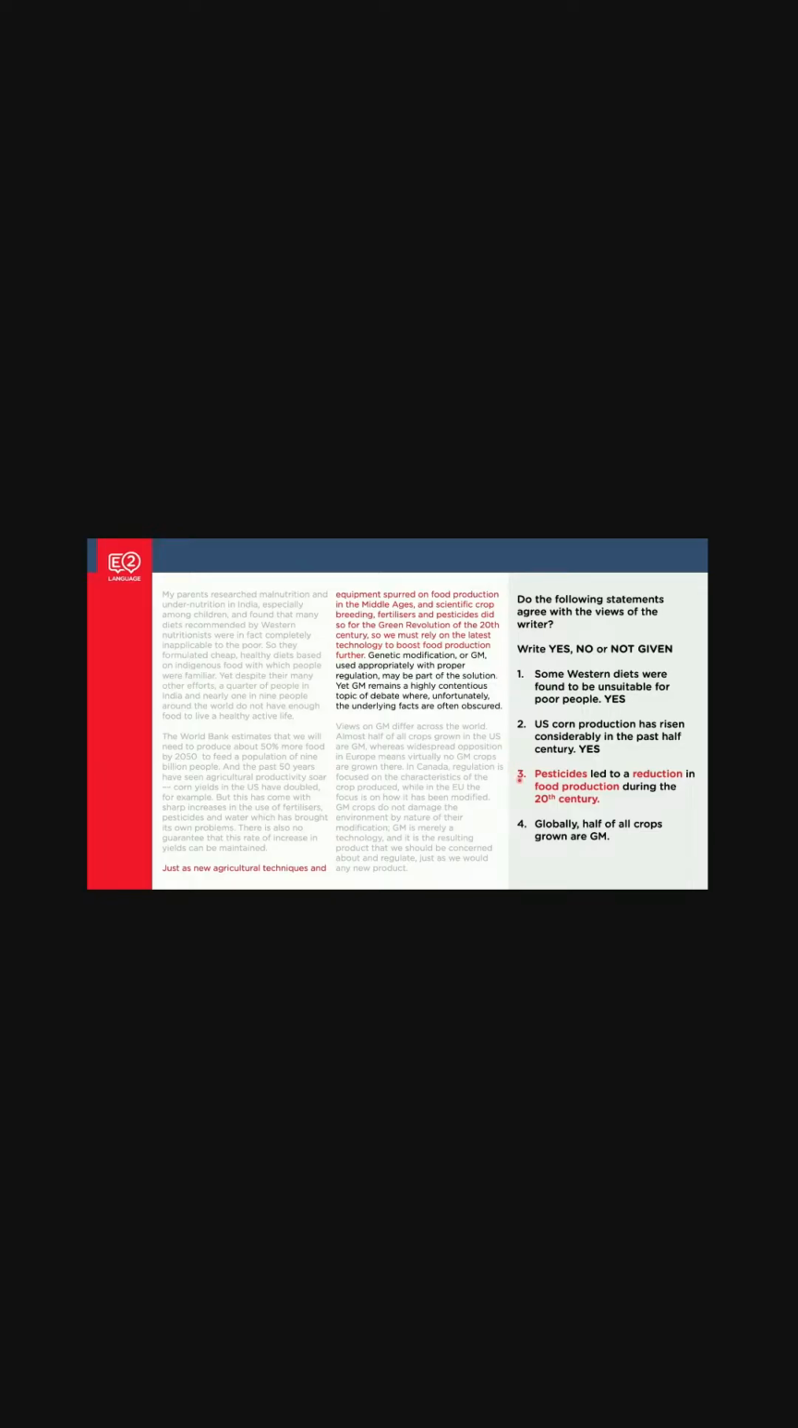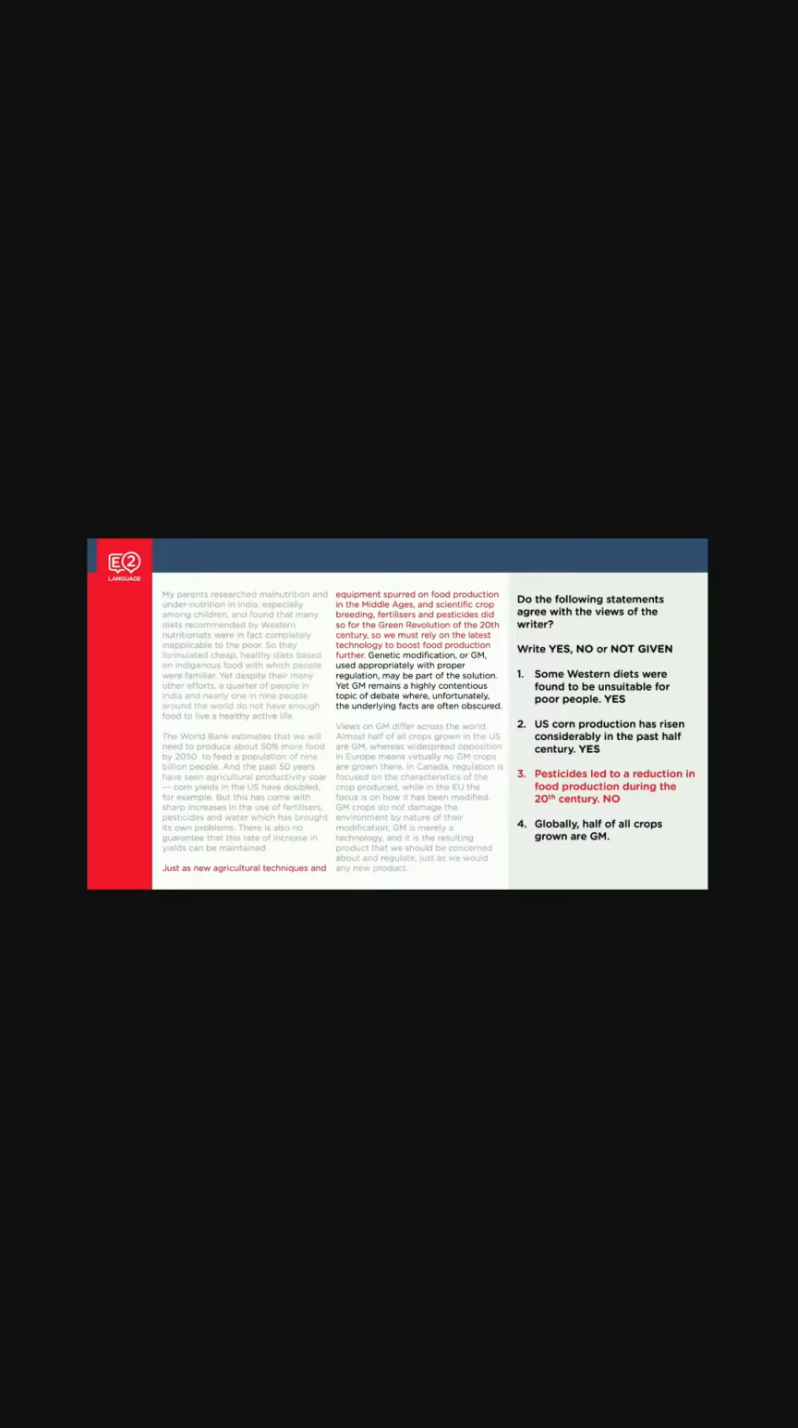Okay, is this saying the same thing? Pesticides led to a reduction in food production during the 20th century. So I know that pesticides did so, as in they spurred on food production. They boosted or increased food production. So pesticides led to a reduction. This is saying the opposite thing. Contradiction. This is no. They led to a boost in food production.